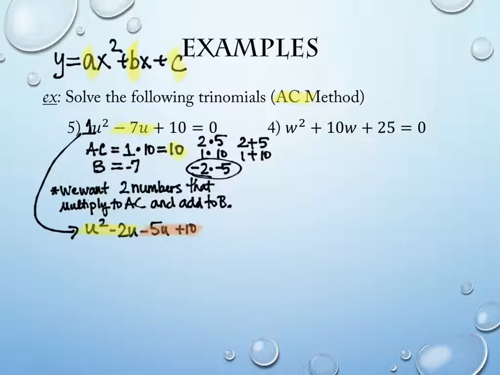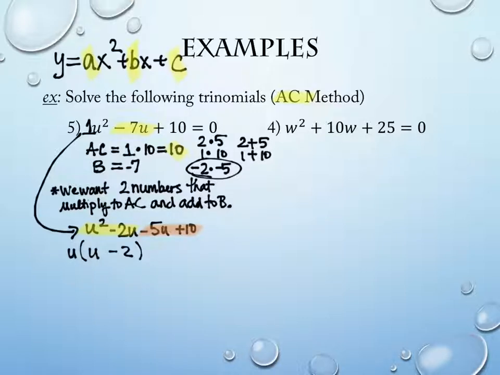And I'm going to do the same thing I did in an earlier problem, is I'm going to look at the pair of values, and I'm going to ask, what do they have in common? U squared minus 2u, what do they have in common? A u that I'm going to factor out. And if I factor out u, u squared divided by u gives me u, and negative 2u divided by u gives me negative 2.